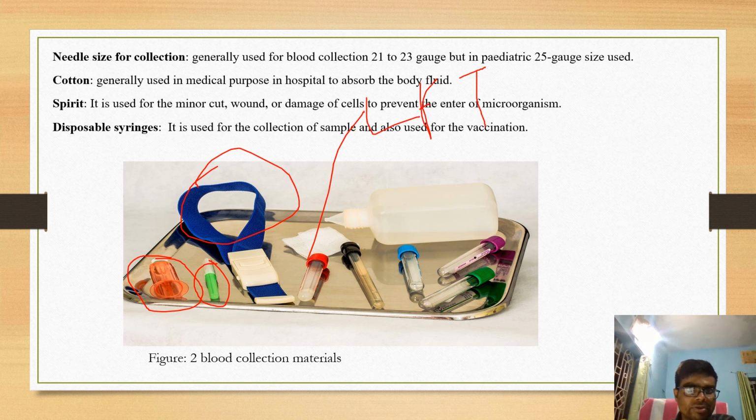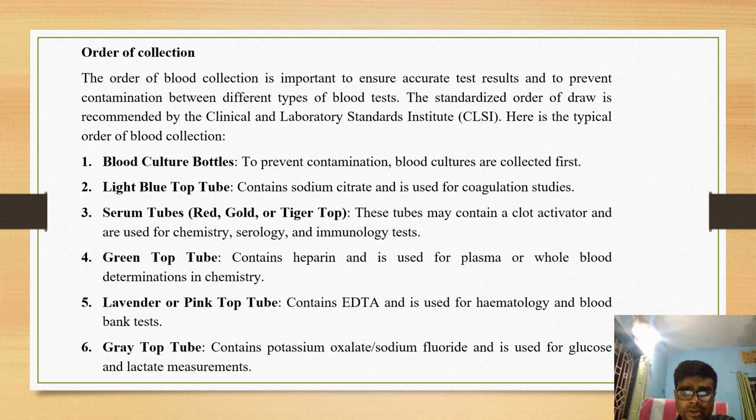What are the materials that are generally used for the collection of blood samples? As you see on the screen: needle, cotton, spirit, disposable syringe. These are the common materials, along with the tourniquet, that are generally used for the collection of blood samples. Now move to the next slide.